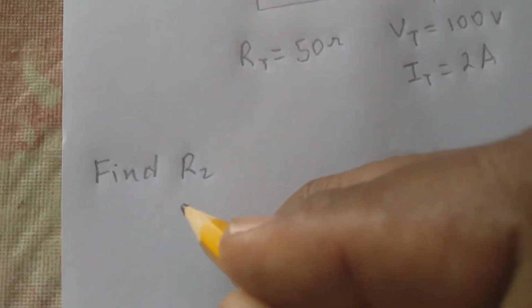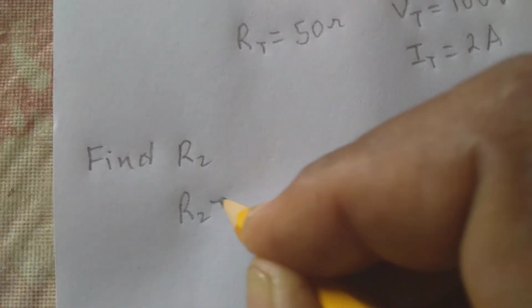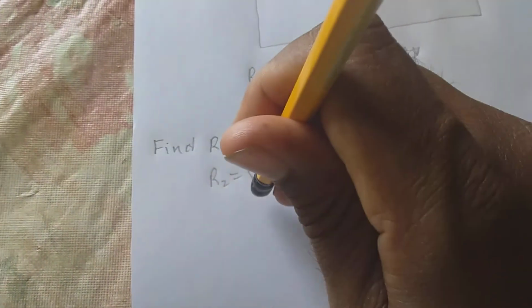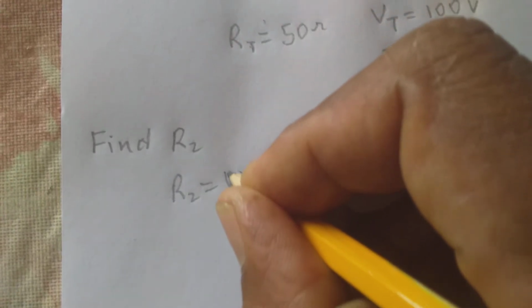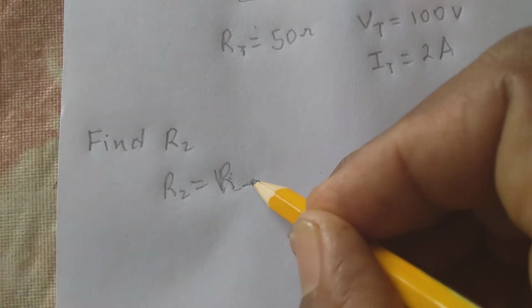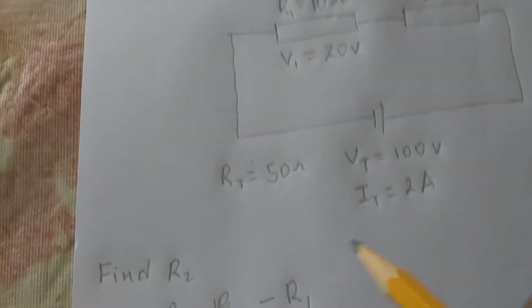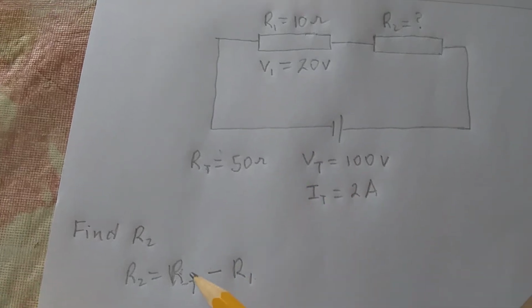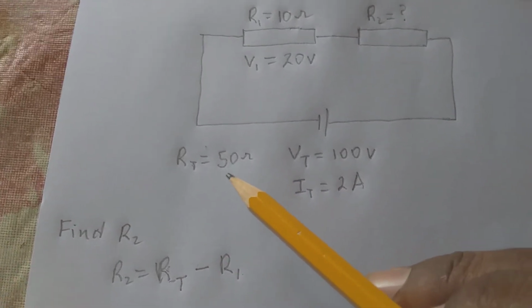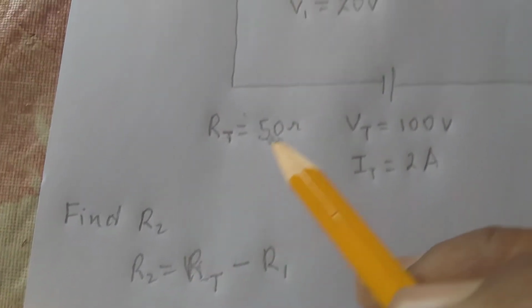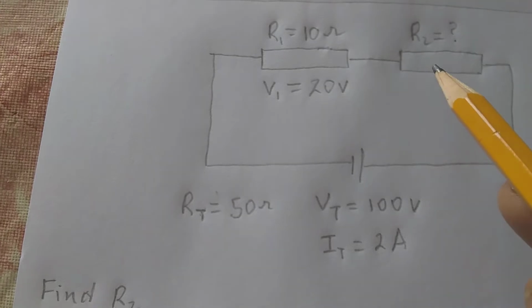So here we have R2 is equal to RT minus R1. Use this formula first. Let me write this properly. RT minus R1 to give us R2.